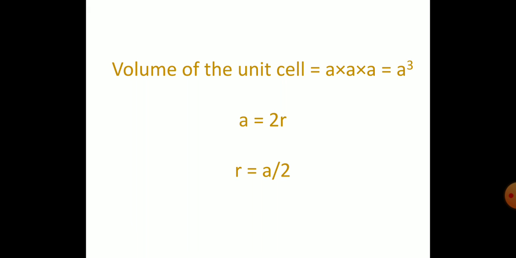Is it clear, students? What I did first was calculate the volume of the unit cell. A unit cell corresponds to a cubic box. So in order to calculate the volume of a unit cell, we can calculate the volume of a cube. The formula for calculating the volume of a cube is a into a into a, which is equal to a cube. So the volume of the unit cell is a cube. And now we can calculate the radius. Okay, look here.